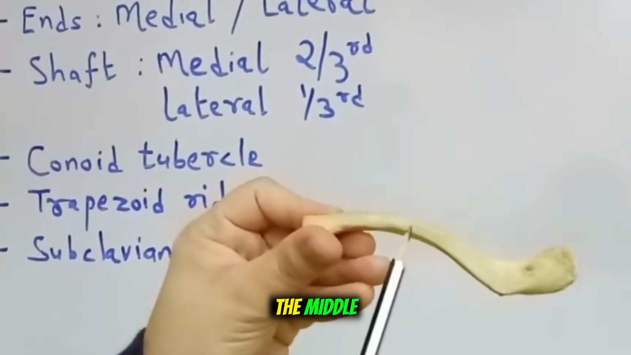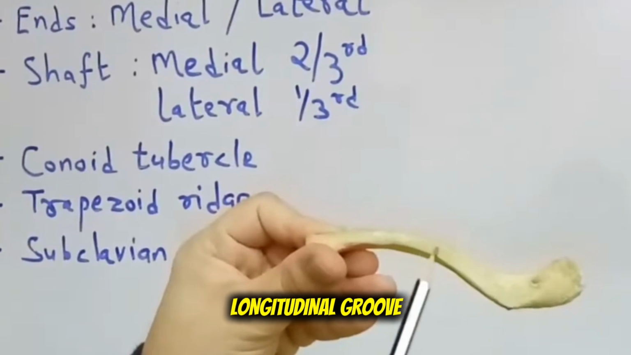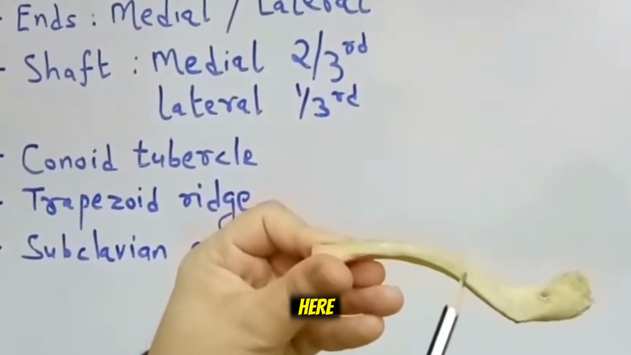Also seen in the middle 1/3 of the inferior surface of the shaft, there is a longitudinal groove which is known as the subclavian groove. So this groove here is the subclavian groove.